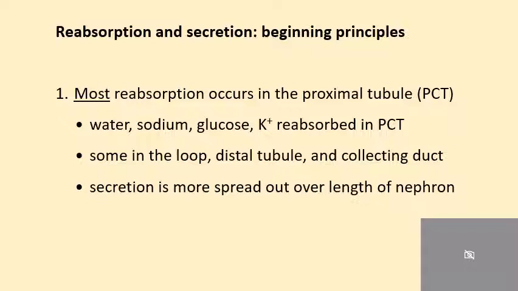So we'll start with beginning principles, reabsorption and secretion. The vast majority of reabsorption occurs in the proximal convoluted tubule. So anytime we're talking about reabsorption, we're probably in the PCT. Water, sodium, glucose, potassium, other ions get reabsorbed in the proximal convoluted tubule. A little bit of reabsorption occurs elsewhere along the renal tubules. And then secretion is more spread out over the length of the nephron. There's not really any one point on the nephron where I can say most secretion happens here, but most reabsorption happens in the proximal convoluted tubule.